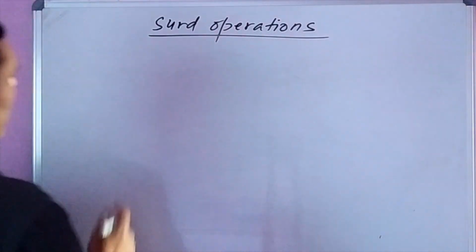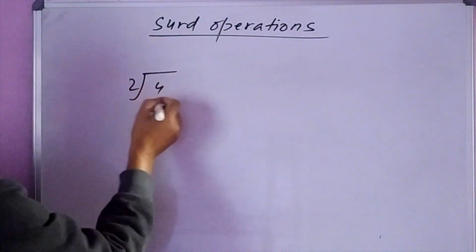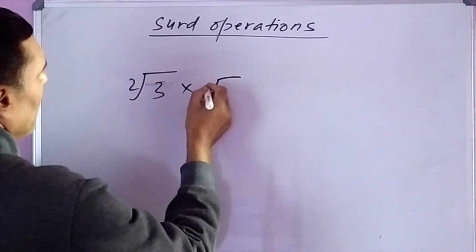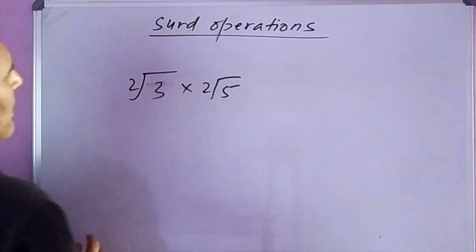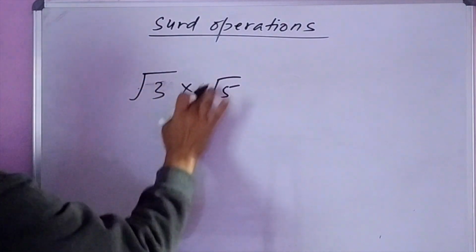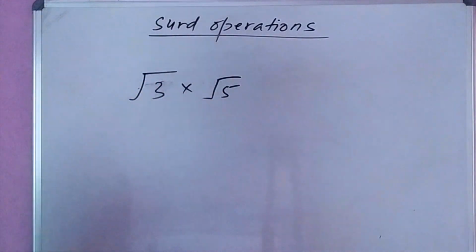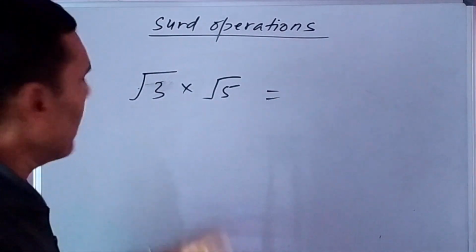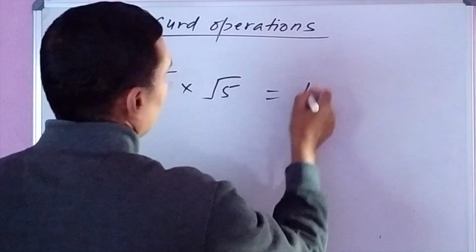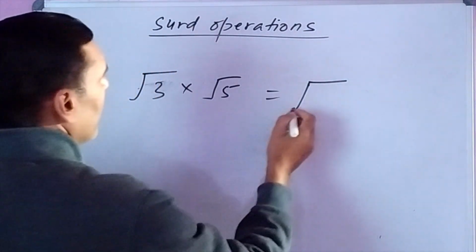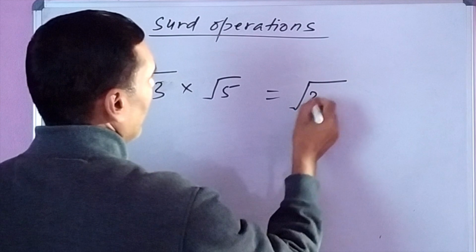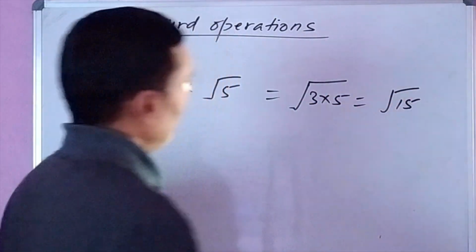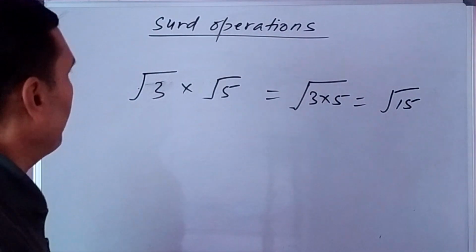Similarly, multiplication: square root of 3 into square root of 5. It is not necessary to write this 2, it is understood. If there is nothing, there is 2. Now, both the sorts have the same order. In this case, the radicands can be multiplied together. So it is 3 into 5, so square root of 15.